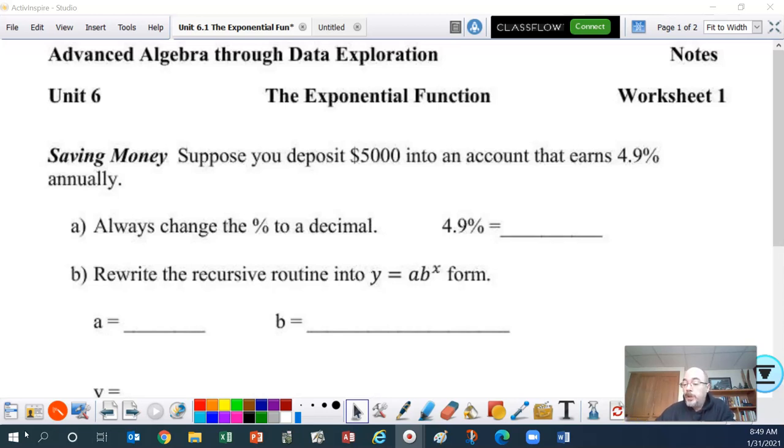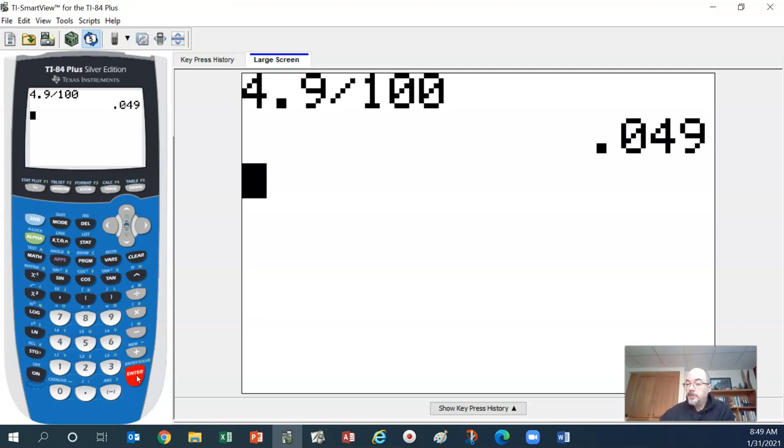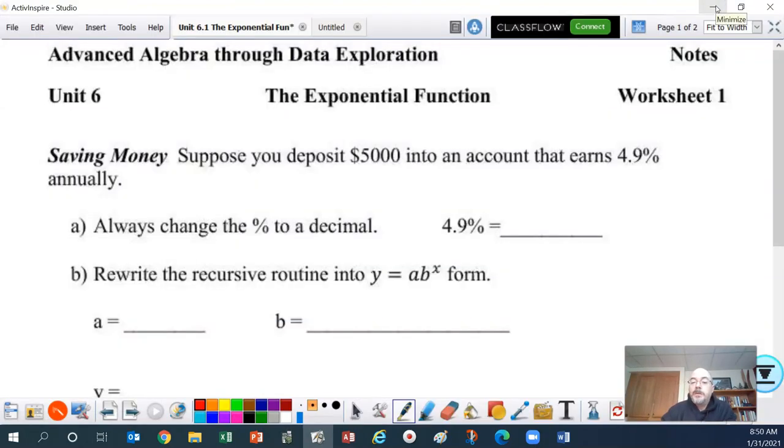Always change the percent to a decimal. All right, so that 4.9%, we need to rewrite that. And remember, to write it as a decimal, if you can't do it in your head, you take that percent and you divide it by 100, ladies and gentlemen, okay, because it's out of 100, so the decimal is 0.049. All right, so this is going to be 0.049.